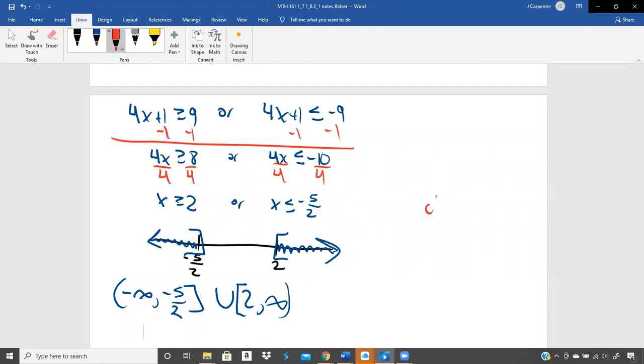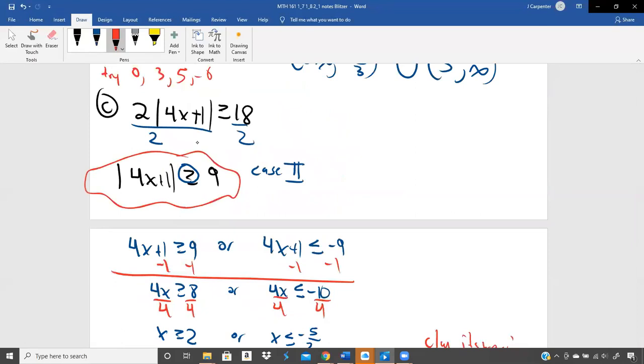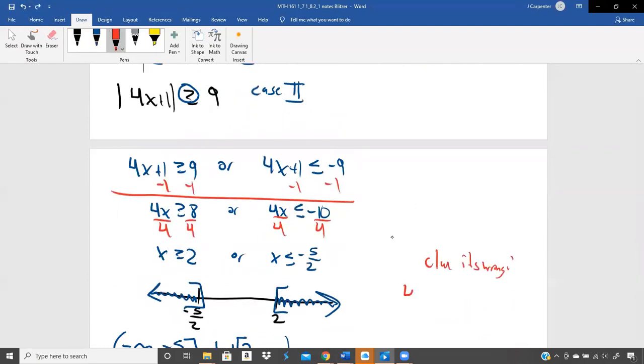So here's a clue it went wrong. Let's say you tried to do this problem, you got to this point right here, and you said, I'm going to make the compound inequality. But this has a greater than, so you need to stick with that direction. So if you try and do this, 4x plus 1 greater than or equal to 9, there's the right side, but then on your left side, you have your negative 9 here. Well, if you do this, maybe you just keep them the same direction. This is a clue it's wrong because you have a negative bigger than a positive.